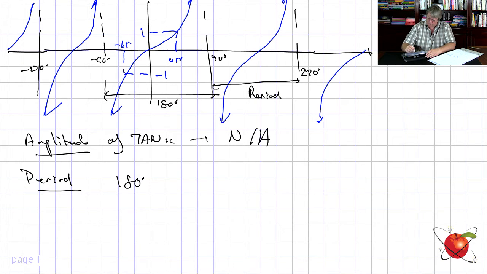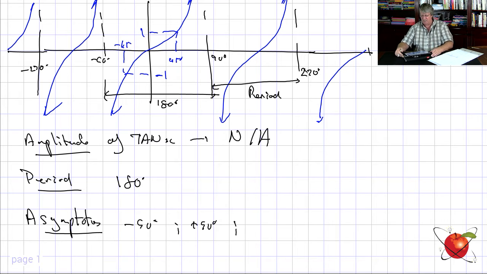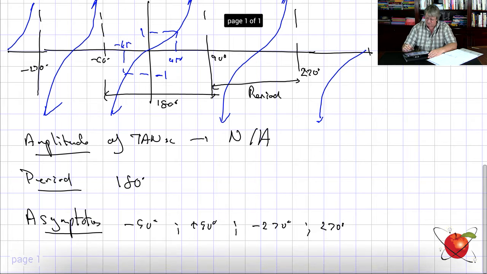Right, then the other thing we had to say in the graph here is that we had asymptotes, and the asymptotes were at minus 90, plus 90, etc. As you can see on the graph there, 270, minus 270, and plus 270. So we had the asymptotes at those points. Now, what does that mean? It means that if you put tangent of an asymptote into your calculator, it doesn't exist. Tan 90, tan 270, they don't exist.